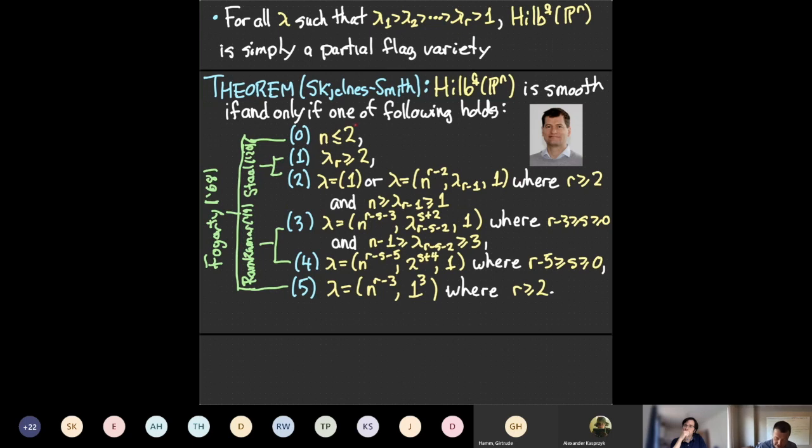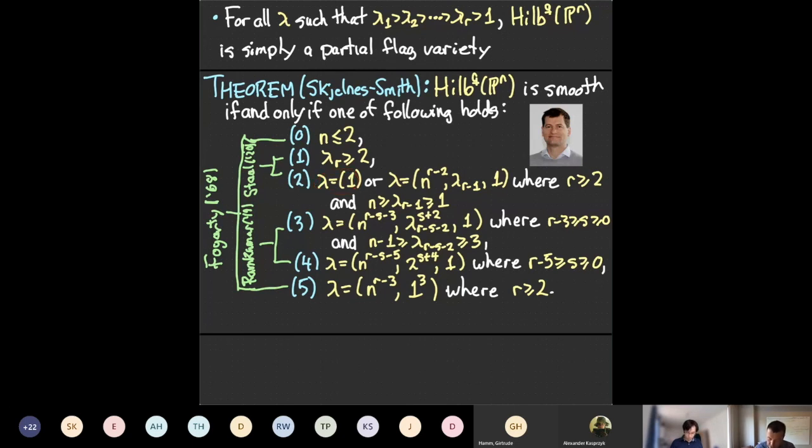So the first case, as I said, is well understood. The second case, I think, is probably the most interesting and includes all the partial flags. In what I called case 2, when the partition has a unique part of size 1, that's really the Hilbert scheme of a point. And the Hilbert scheme of a single point gives you back the underlying thing, so we get projective space back, and that's very nice. We knew that should be smooth.